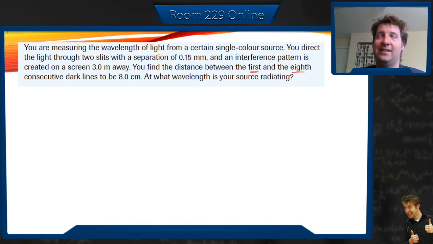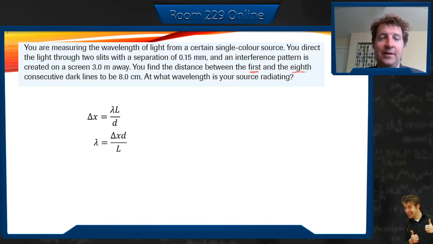Between 1 and 8, there's 7 spaces between them. So really, we're looking at, and it says that's 8 centimeters. So the space between each one will be 8 divided by 7. Okay, so let's start with our nice little formula, lambda = xd/L. That's how we calculate the space between all of them.